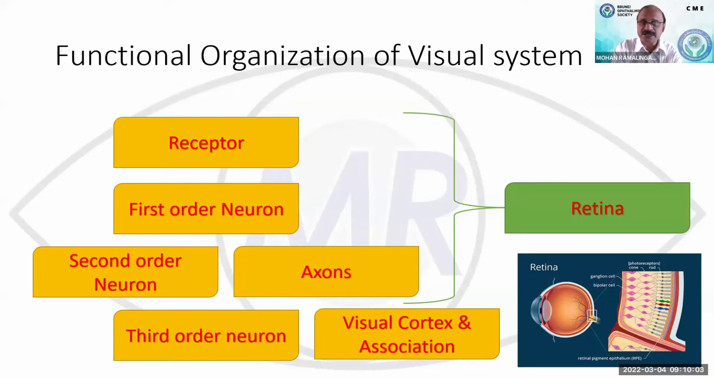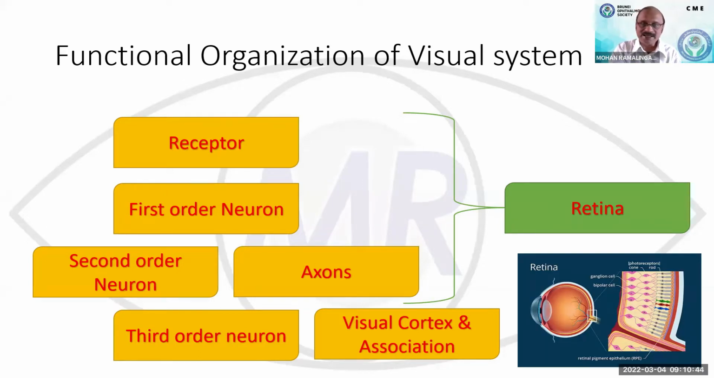The functional organization of the visual system. All of us at one point of time as undergraduates or postgraduates would have had questions from the examiners: what are all the 10 layers of the retina? Then we recite all the 10 layers from memory, and after the exams we forget. Those were the days. But now the understanding of each micron or each cell of the visual system is there, so that we don't need to commit it to memory, but we have to understand what is happening.